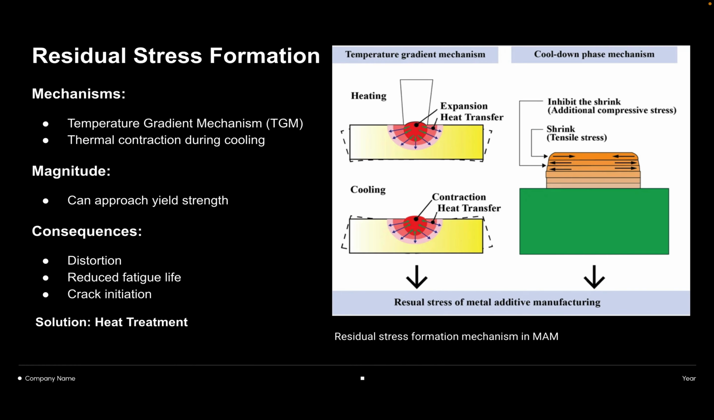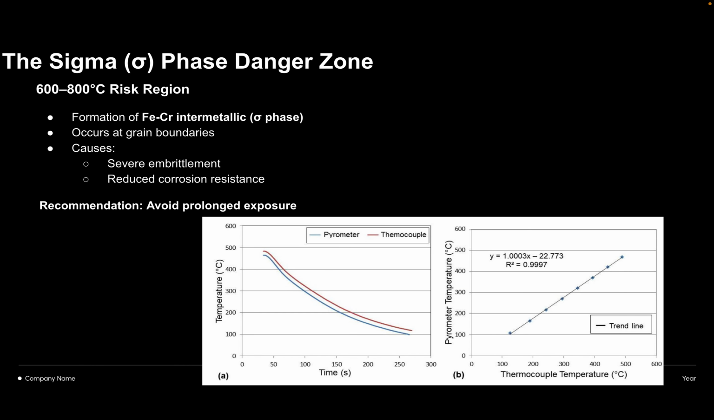Residual stress originates from thermal mismatch during rapid solidification and repeated thermal cycling. It can reach near yield magnitude and strongly affects fatigue performance. And the sigma phase. The sigma phase forms in the 600 to 800 Celsius range and significantly degrades ductility and corrosion resistance. This is a critical metallurgical instability region for 316L.